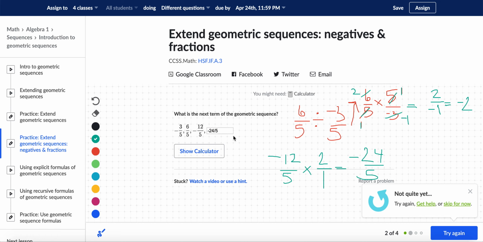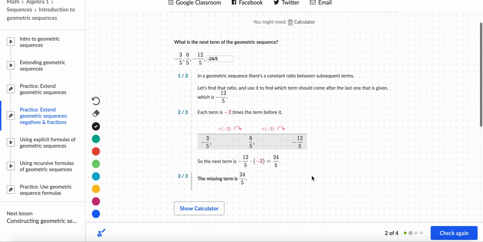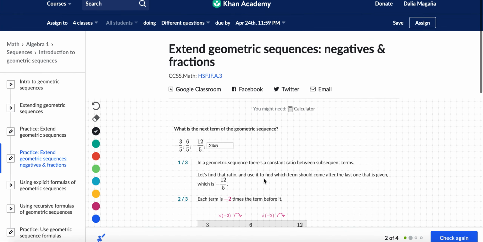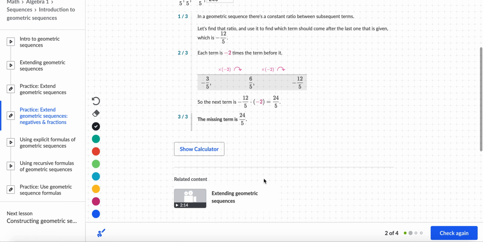What? What did I do wrong? Let's see. Maybe I did something wrong. The missing term is 24 over 5. Oh, it was by -2. Let me see what I did wrong. Oh, I missed the negative. But see, we were close. I'm sorry. We missed the negative.